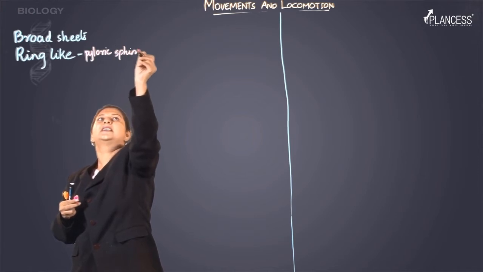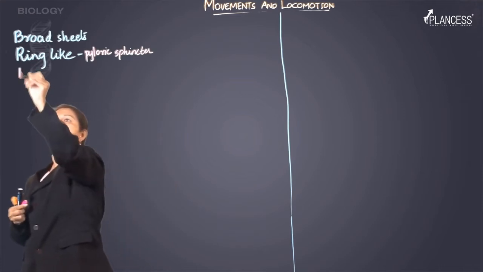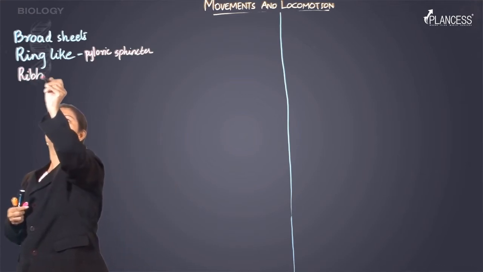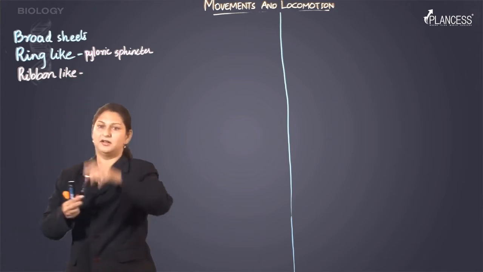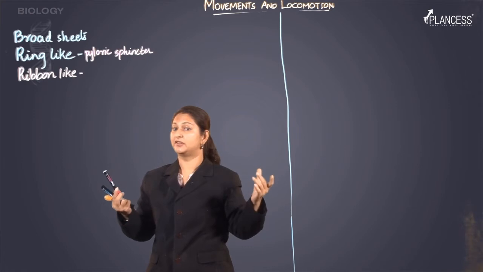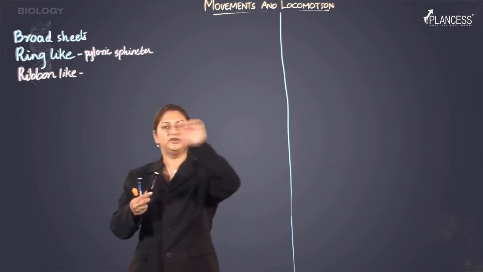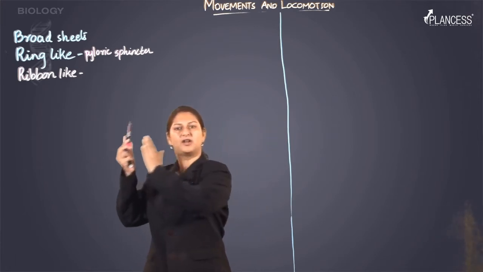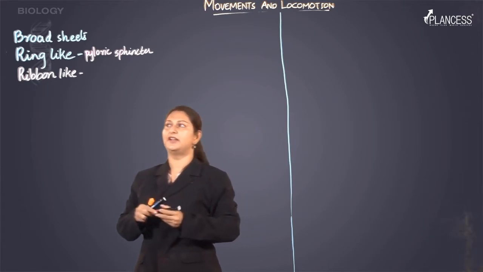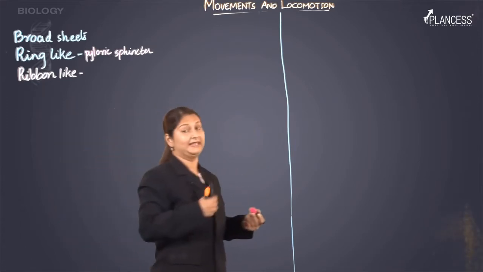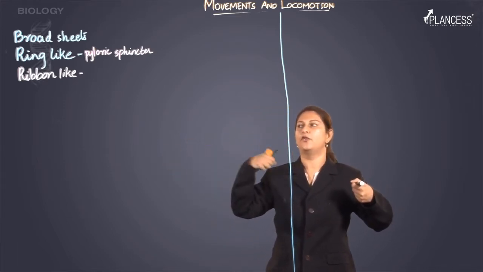Now, the next category that you can see is that of ribbon-like muscles. These ribbon-like structures are arranged along the length of the body. Which are the lengthy parts of the body? The arms and the legs. In both places you need muscle cells which run from one end to another, slender and ribbon-like. So this kind of muscle arrangement you will see wherever there is elongation of a body part.